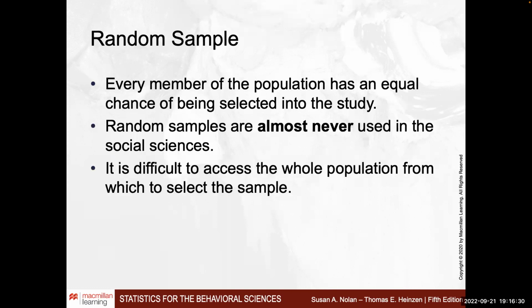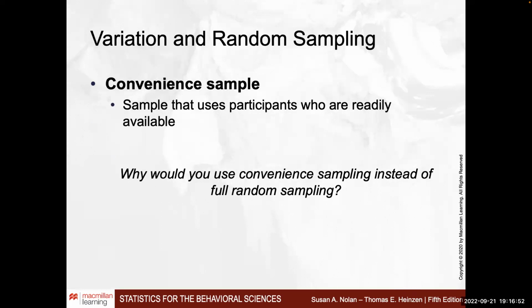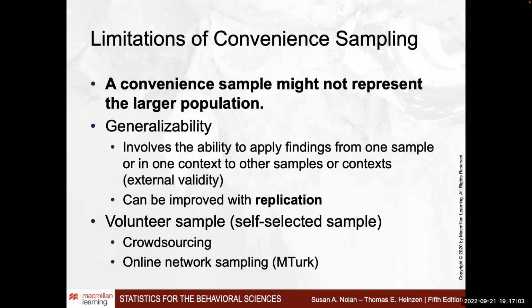So random sample: every member of the population has an equal chance to be selected into your study. It's almost never used, for practical reasons. It's difficult to access an entire population, which would be the perfect world. That would be even more perfect than a random sample: you study the entire population, but that's obviously not possible. Convenient samples are those that are readily available, and it's out of practicality, because you can't study random samples.